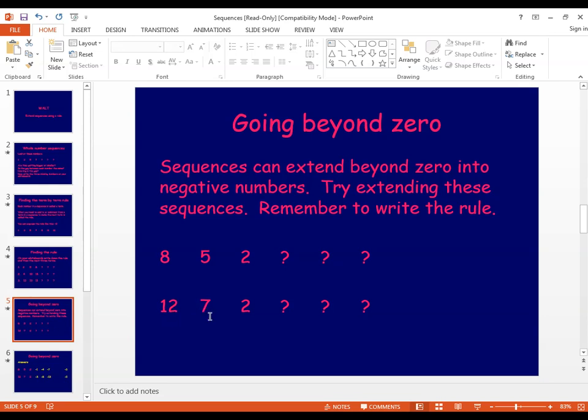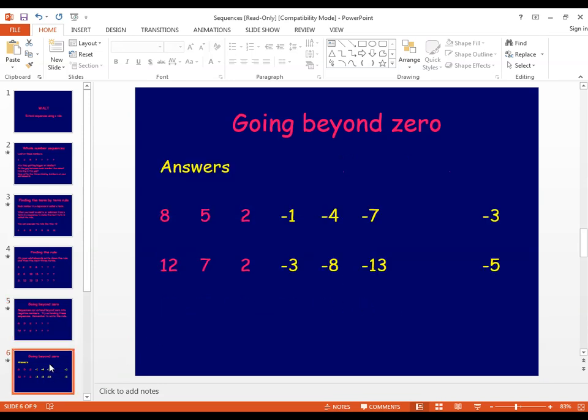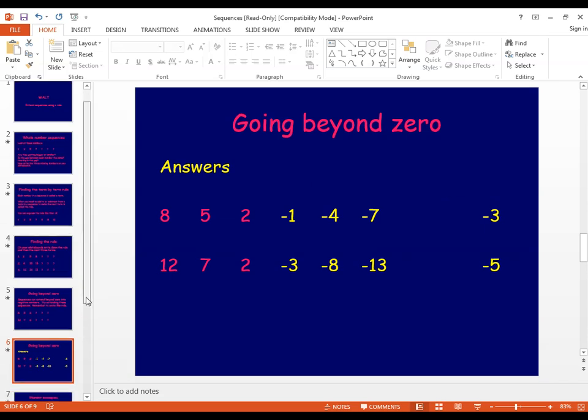Then we have 12 to 7. So that jump there is 5. Then we jump from 7 to 2. That's minus 5 again. So every time we minus 5. So that would be, let me see, minus 3. Oh, sorry. Yeah, minus 3. Then we would jump down 5 again. So we minus 8. Then from minus 8, it would take us to minus 13. You can see the answers.